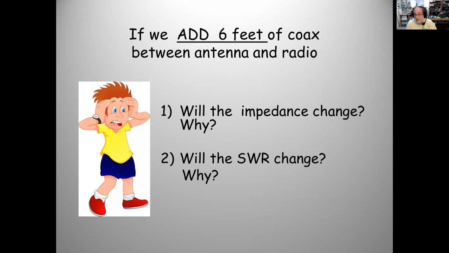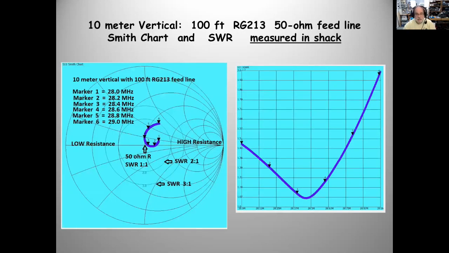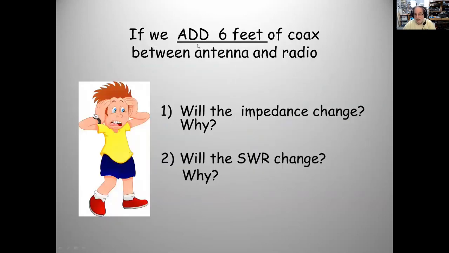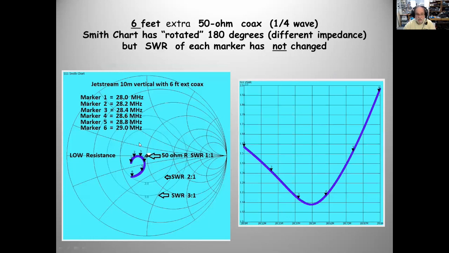I'm just adding 6 feet of coax. That's not much for 10 meters. So let's take a look again. The Smith chart shows kind of a figure 6 here. Now, granted, I'm 100 feet from the antenna. This is my Smith chart in my shack. Here's my SWR measured in my shack. I add 6 feet, and here's my new Smith chart.